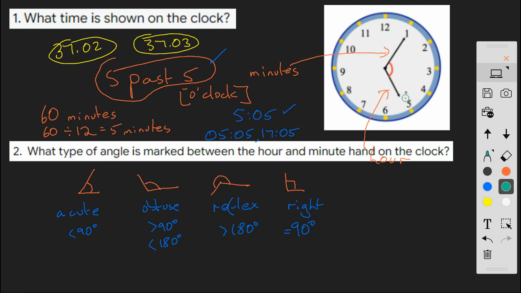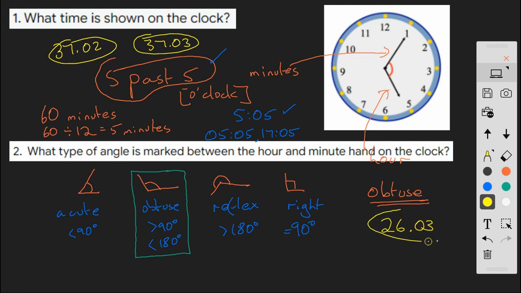And hopefully you can see that what we have here is our obtuse angle. So our answer here is obtuse. And the nugget to go and practice on Century is 26.03. And please go and do that practice.